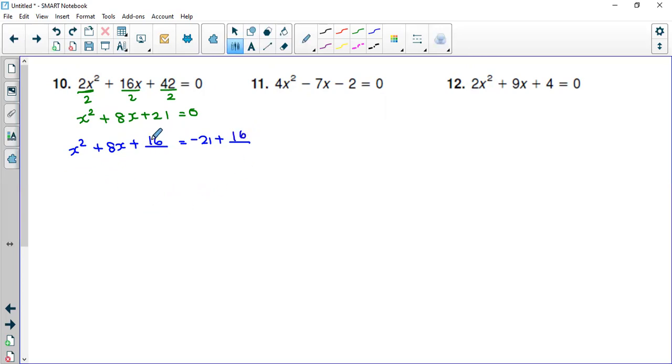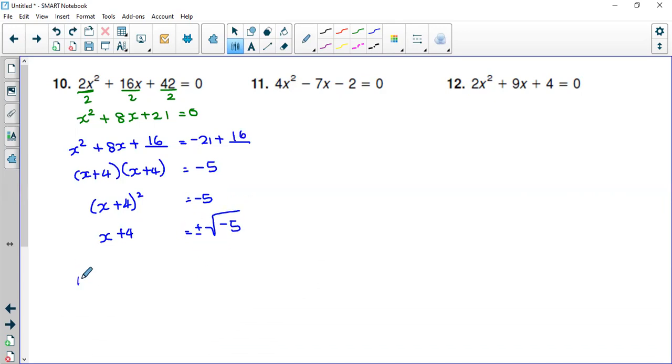Now the factors of 16 which would give you 8 are 4, 4. So x plus 4, x plus 4, which is equal to negative 5. This also can be written as x plus 4 whole square equals negative 5. x plus 4 is going to be equal to plus or minus the square root of negative 5. Now again, is it possible to find a square root of a negative number? It's impossible. So in such cases, we say no real solutions.